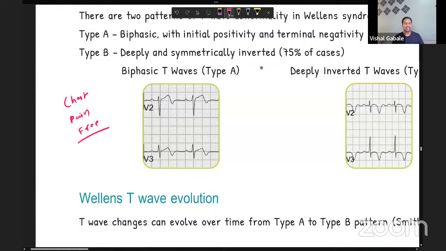the ECG will appear like this. Look at this biphasic T wave inversion. There is an upper phase, then a downward phase. So this is called biphasic T wave inversion. It is Wellens type A. It is not so common. 25% of the patients have this.